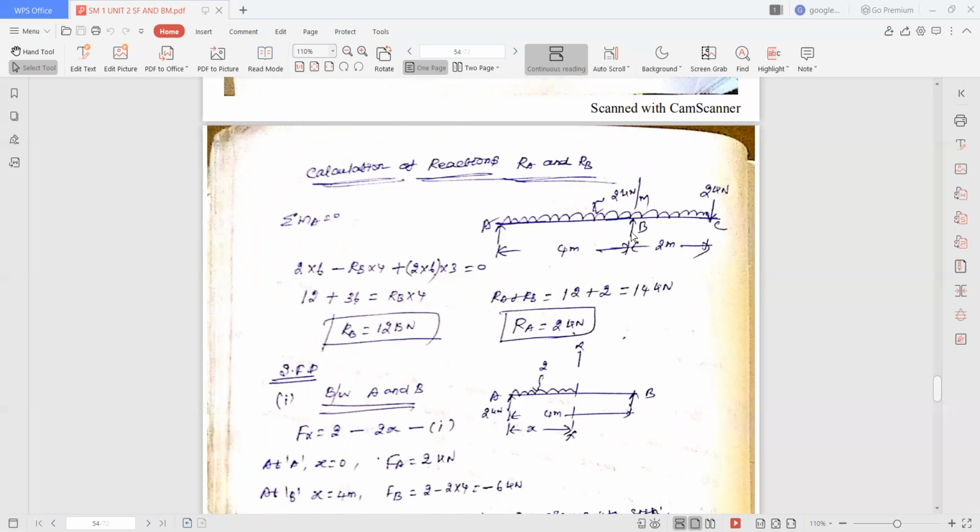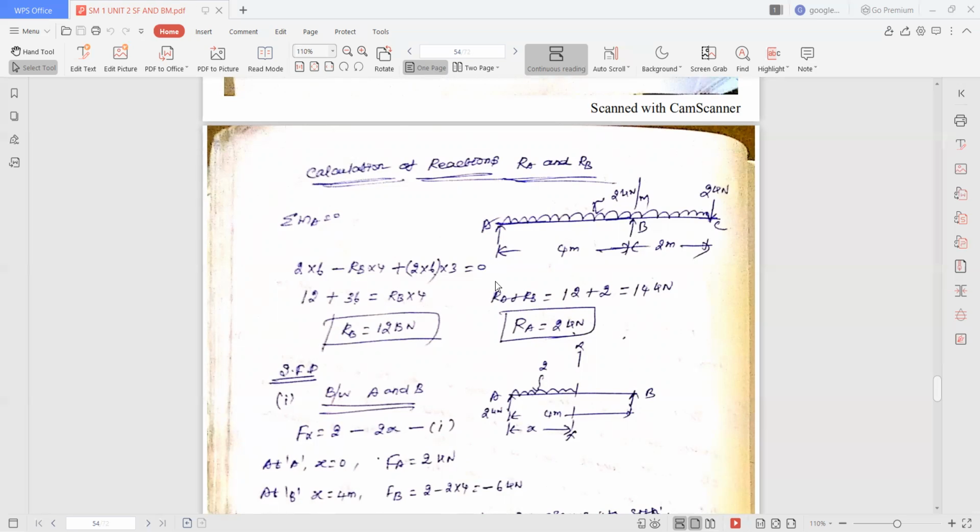Therefore, this RB is acting towards the section in an anticlockwise direction. Therefore, minus RB. Here you can see minus RB, and the distance is 4. Minus RB into 4. Then what are the other loads? You can see here the 2 kN acting downward, right? Therefore, it is acting in a clockwise direction.